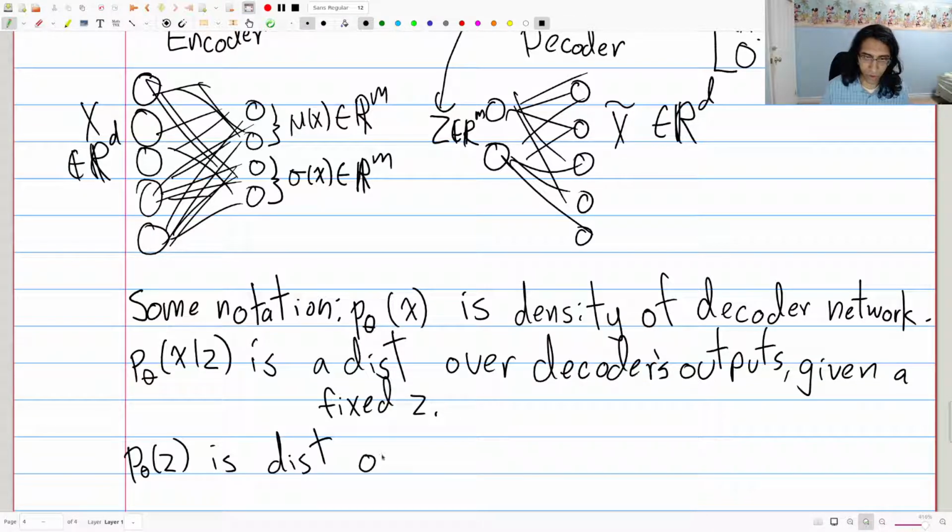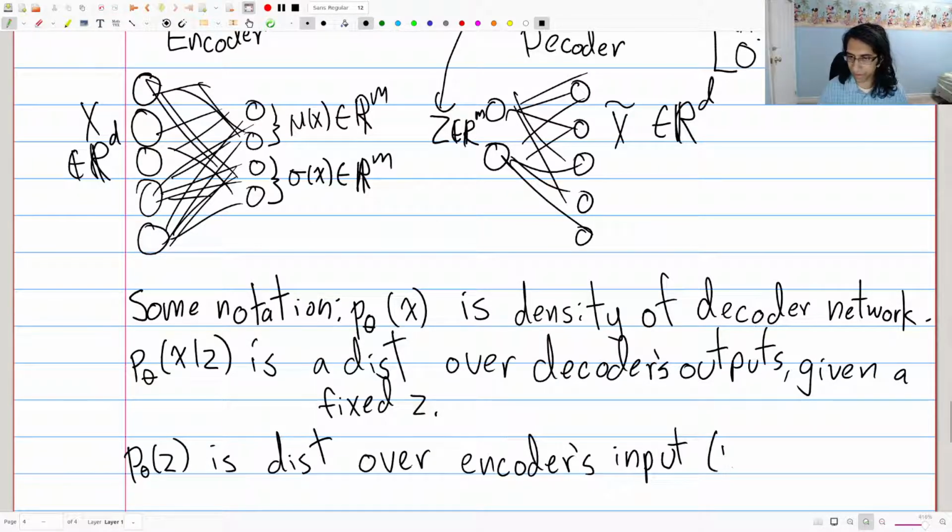a distribution over the encoder's input, and most people use N(0, I), the identity covariance Gaussian. Let me elaborate on this a bit.